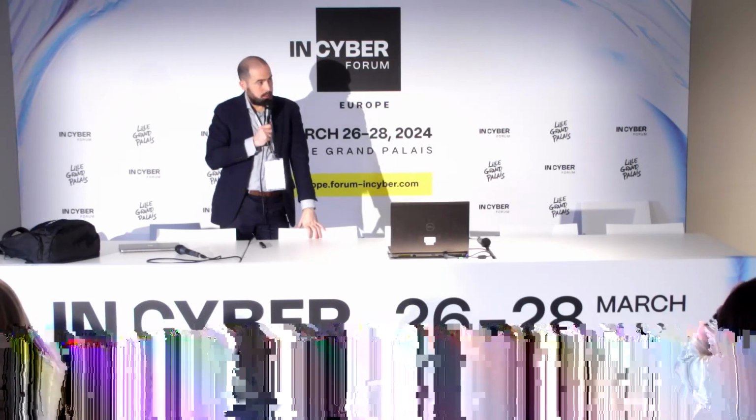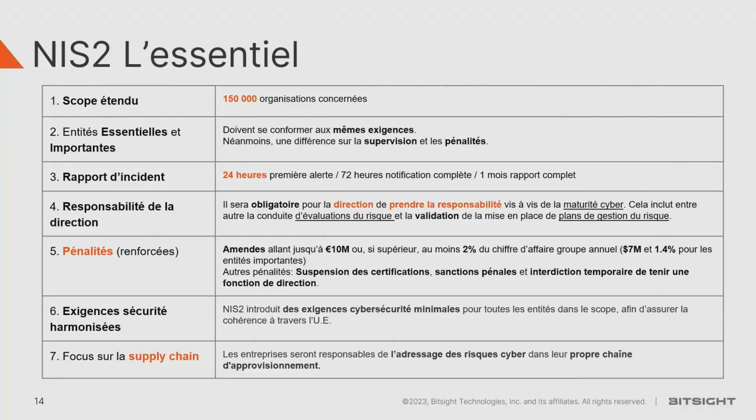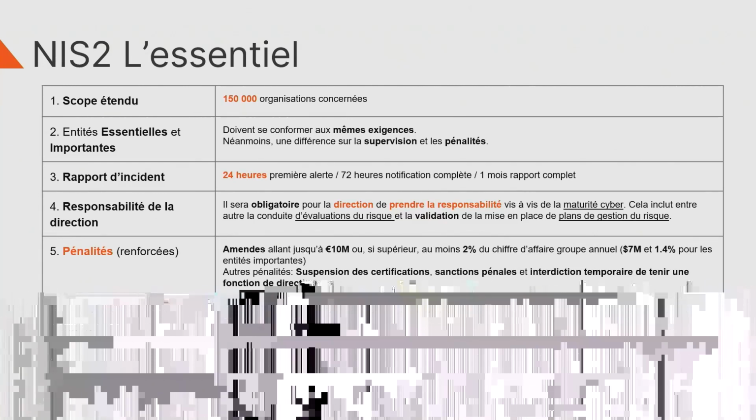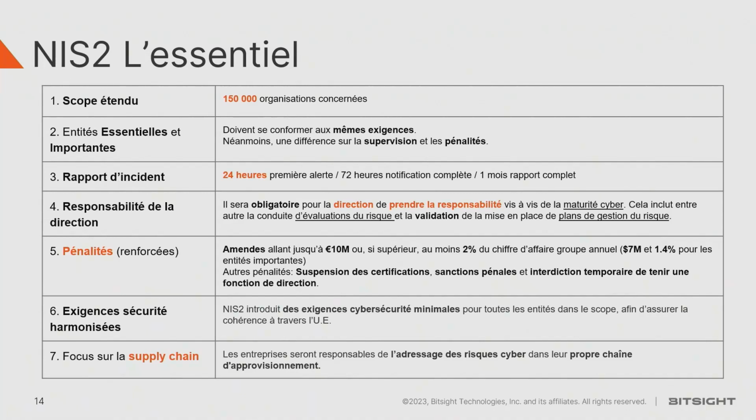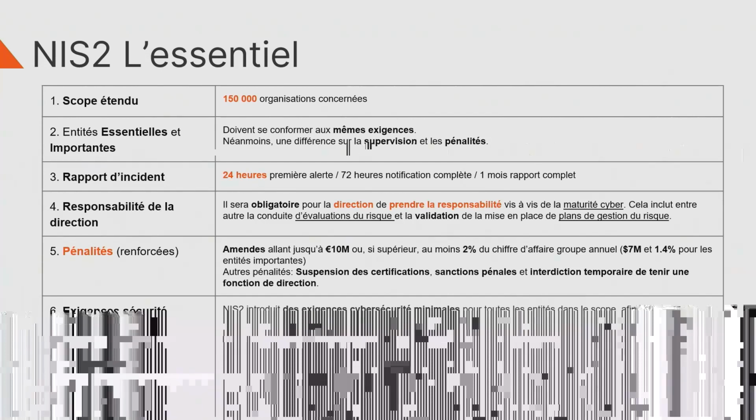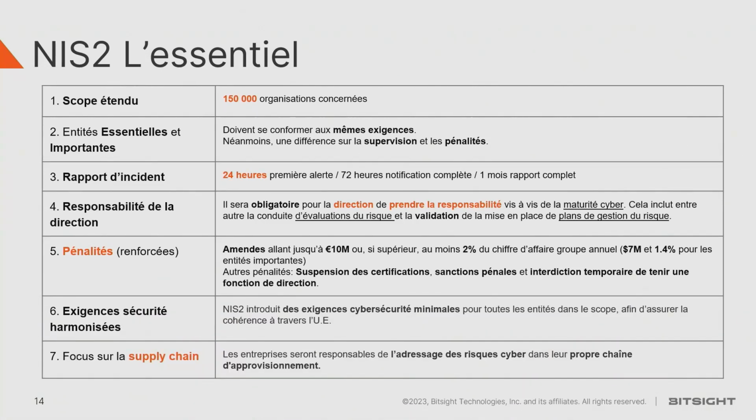So, a small recap about the essential elements. I do realize that it's very small, you cannot read it. But if we should have a bit of a recap, NIS2, big changes compared to NIS1 is the scope, a broader scope, a lot more entities, a lot more industries, 150,000 organizations in Europe, 15,000 in France, and there will be the possibility to increase more entities. Maybe not 3,000, but they will have the possibility to increase this figure, depending on criteria.